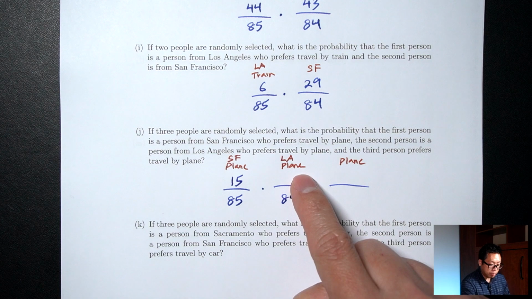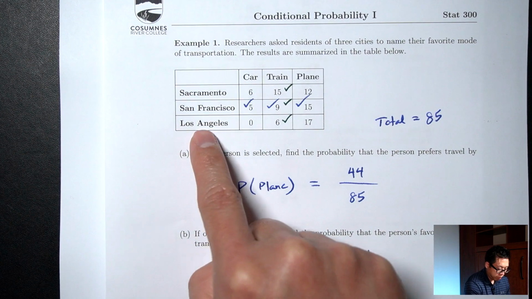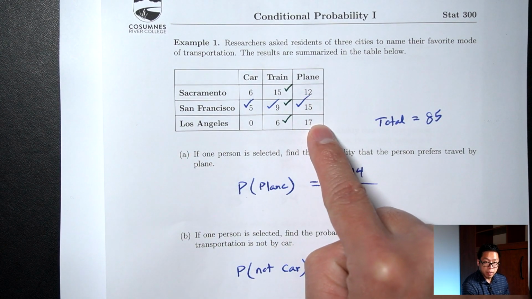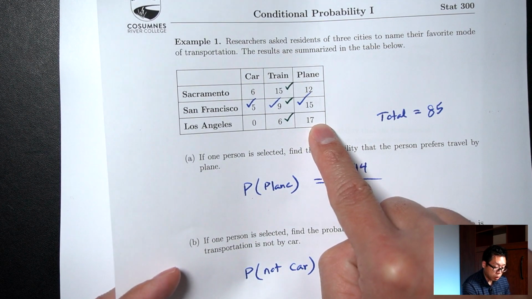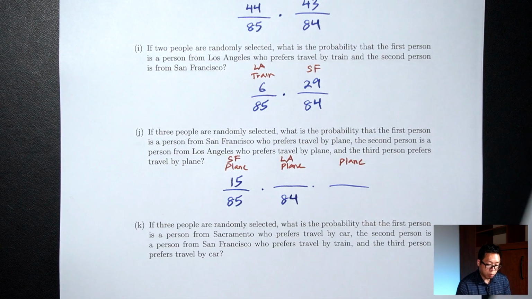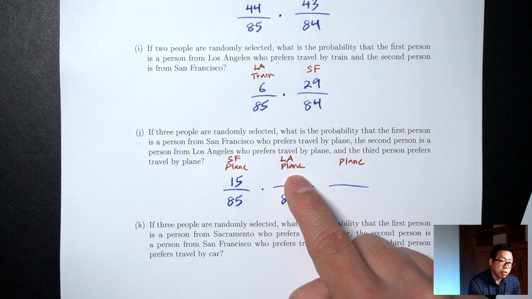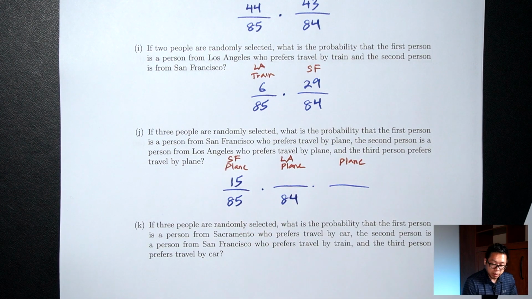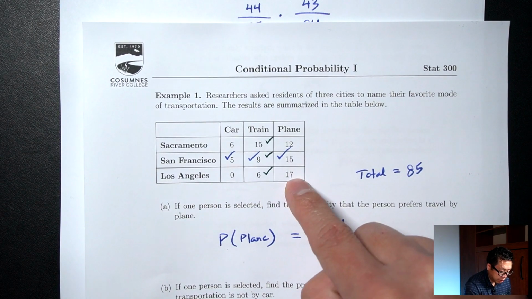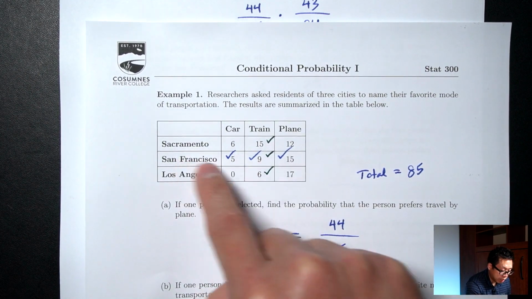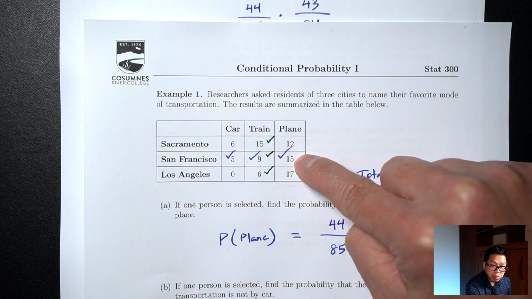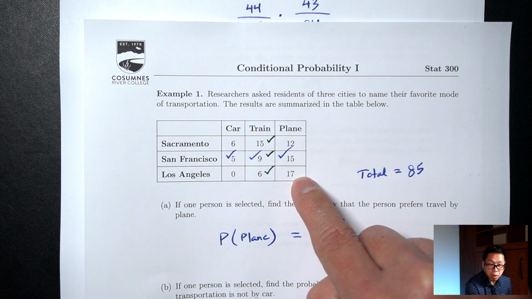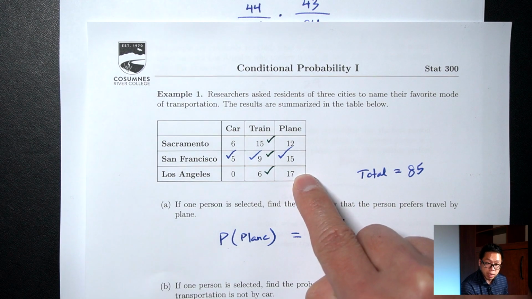For the top, how many people are LA plane? So LA plane, 17. And the question is, is it 17 or do we have to reduce to 16? The question you should ask yourself is, have we used any LA planes yet? We have not. We used SF plane, but we haven't used any LA planes yet. So LA plane is this 17. For the first slot, it was SF plane, so we used somebody from that box. We haven't used anybody from the 17 box yet. So we should have the full 17 for that second fraction.